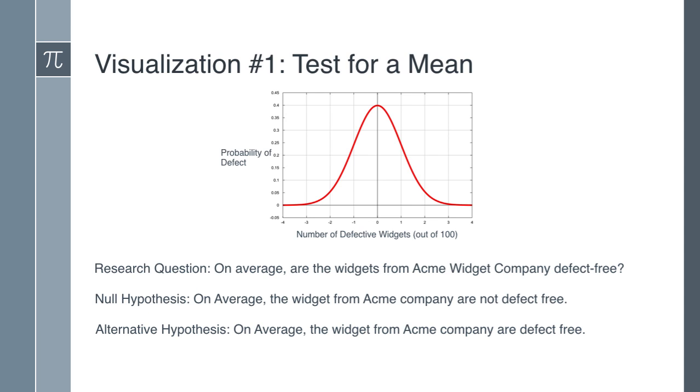Once we do the test for the mean and have the answer, the graph we have above shows the probability of the defect to the number of defective widgets out of the 100.